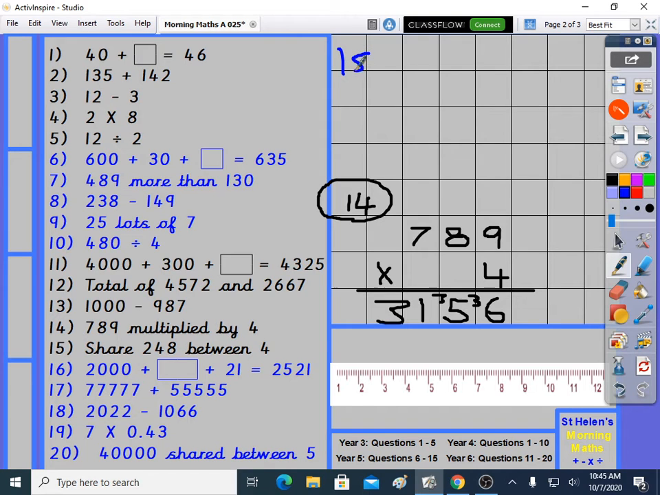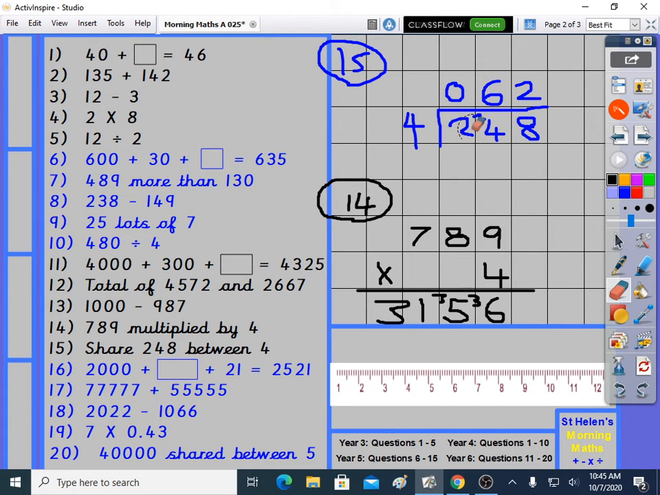15. Share means divide. 248 between 4. I don't think I can do this one in my head. 124 maybe. Something like 62. It might be 62, I think it is, but I'm not sure. 4 into 2 is 0, carried a 2. 4 into 24 is 6. 4 into 8 is 2, yeah, 62.